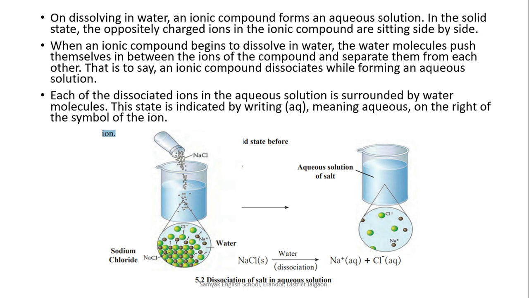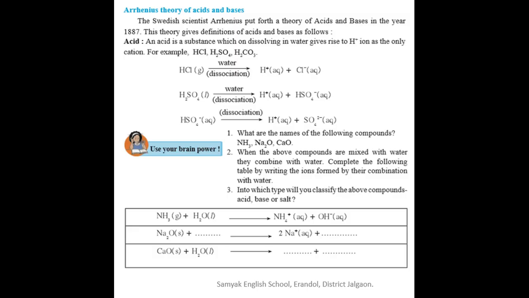If you look at this diagram, solid sodium chloride is powdered into the water. The water molecules dissociate the sodium and chloride ions. So there is an ionic compound dissociation, and it gives rise to an aqueous solution of sodium chloride in the right diagram. Look at the chemical reaction. Sodium chloride, when mixed with water, dissociates, giving rise to sodium ions, aqueous, plus chloride ions, aqueous. That is dissociation.